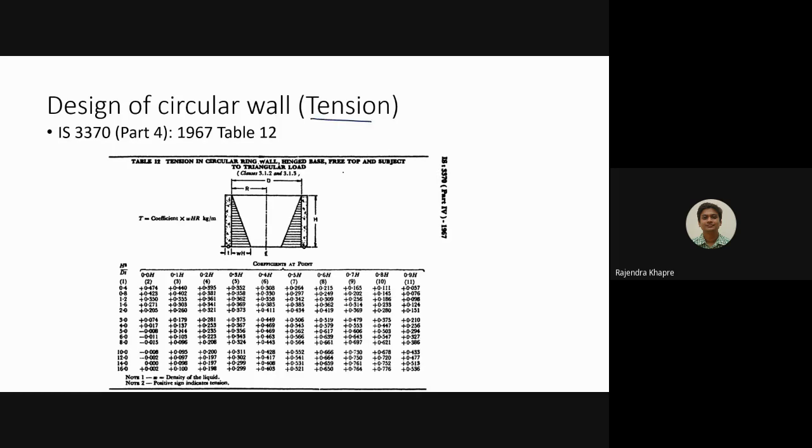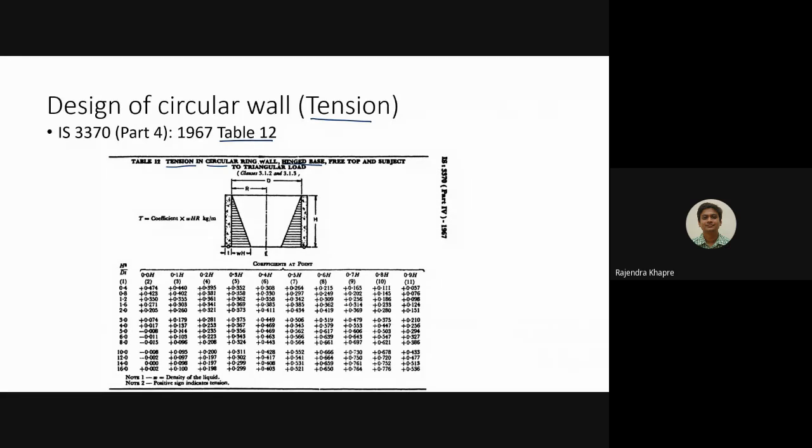For tension we have to use table number 12 of IS 3370 part 4, 1964. If you read the caption of this table number 12, it says the tension in the cylindrical circular wall with hinged base. If you see the earlier table, it is fixed base, but here it is a hinged base. Hinged base means the rotation is allowed. So it is hinged at the base, free at the top and subjected to triangular loading. So this is table number 12 of IS 3370 part 4, 1964.